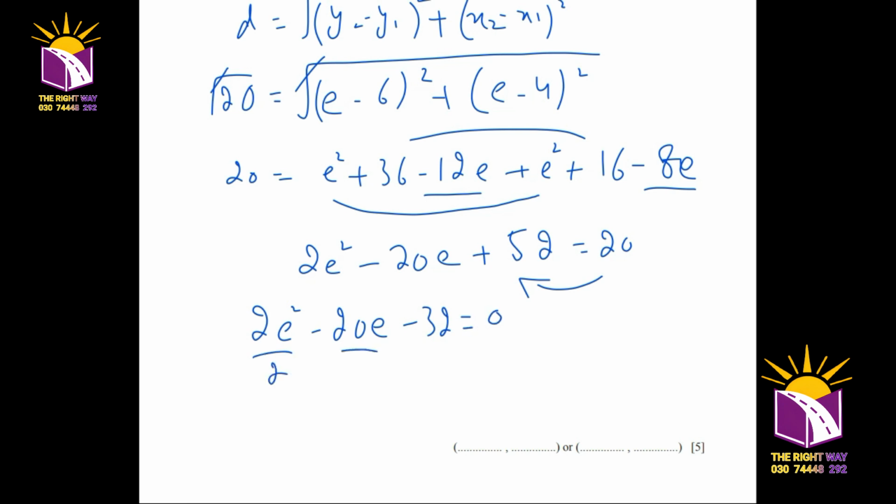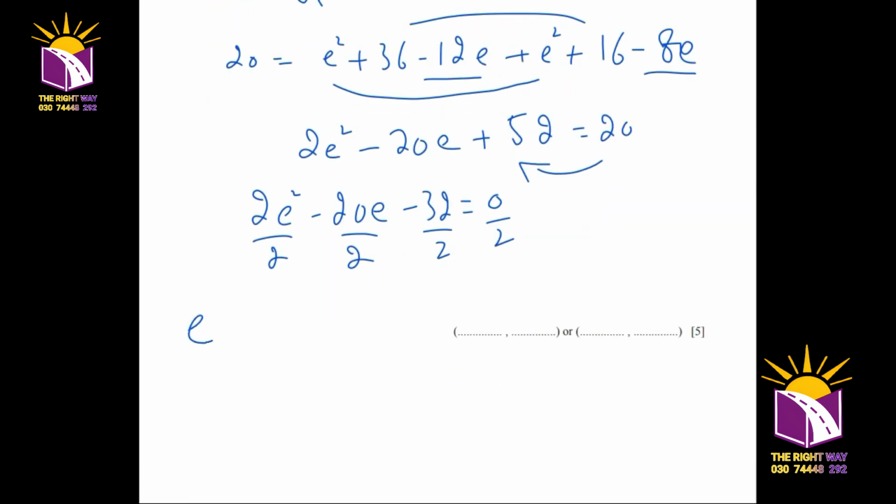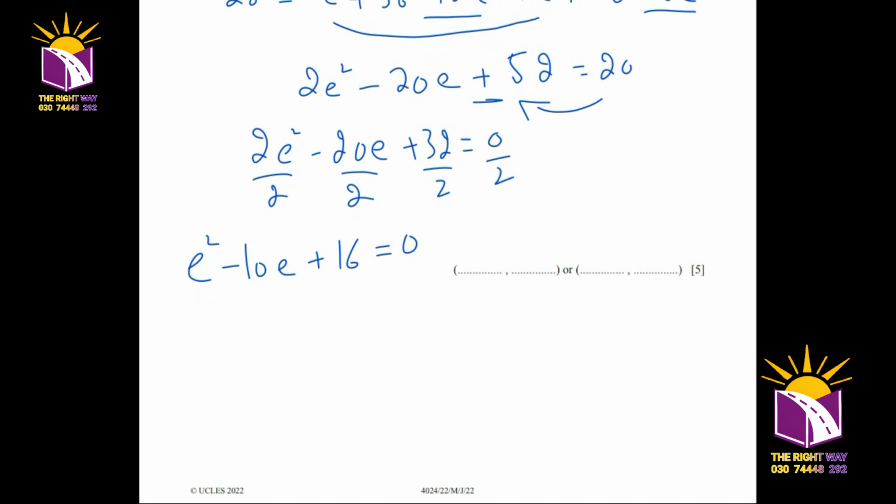Dividing by 2 throughout, the equation will become e square minus 10e plus 16, sorry, plus 16, not minus 16. This is plus 52 and minus 20, so the sign of the bigger one is plus, 16 equal to 0. Now, making the factors: 8 times 2 is 16 and 8 plus 2 is equal to 10. So e square minus 8e minus 2e plus 16 equal to 0.